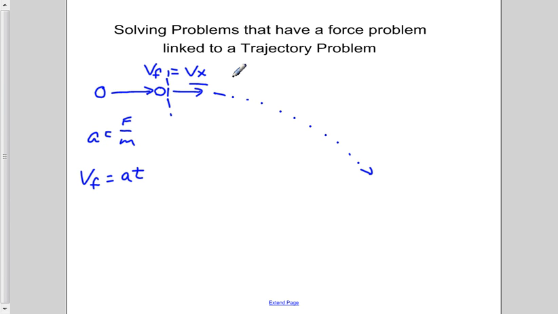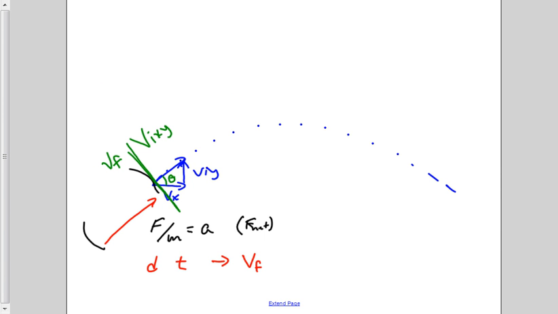So, as a general rule, when you are solving trajectory problems that are linked to force problems, you're going to have kinematics and dynamics while the object is being accelerated to start its trajectory. And the goal of that is to find the final speed it has as that dynamics and kinematics problem ends. That becomes the starting speed of the trajectory. Simply be careful whether that starting speed is a VX, a VIXY, or a VIY. It depends on the direction it was moving at the moment the trajectory began.